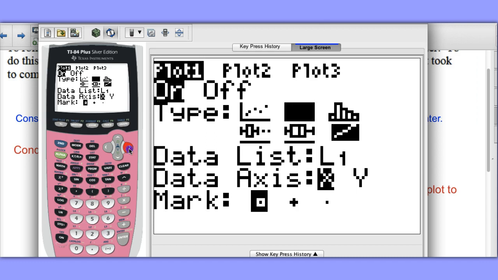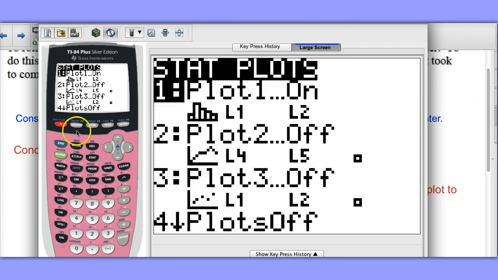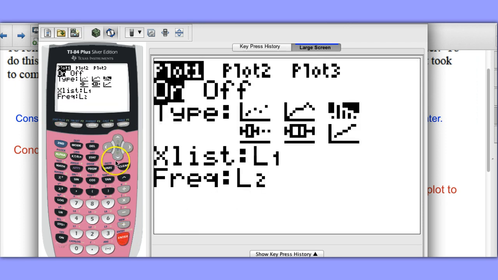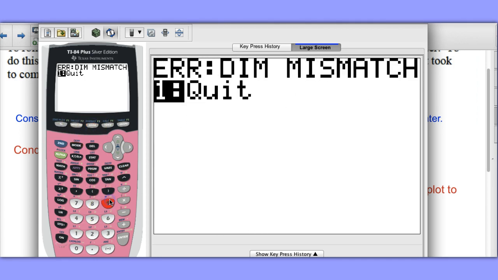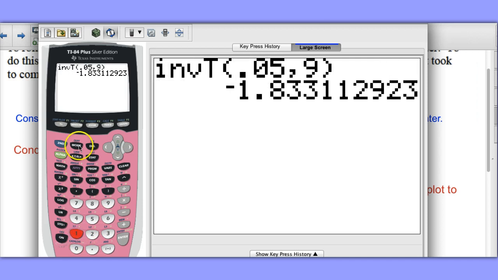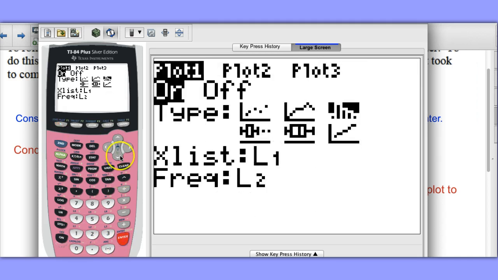And once again, zoom 9. Actually, let me go back there. I think I said that the frequency was in list 2, and the frequency is just 1. Zoom 9. Oh, let's try that one last time. I guess I have to put in frequency of 1 down here. It doesn't like it otherwise.